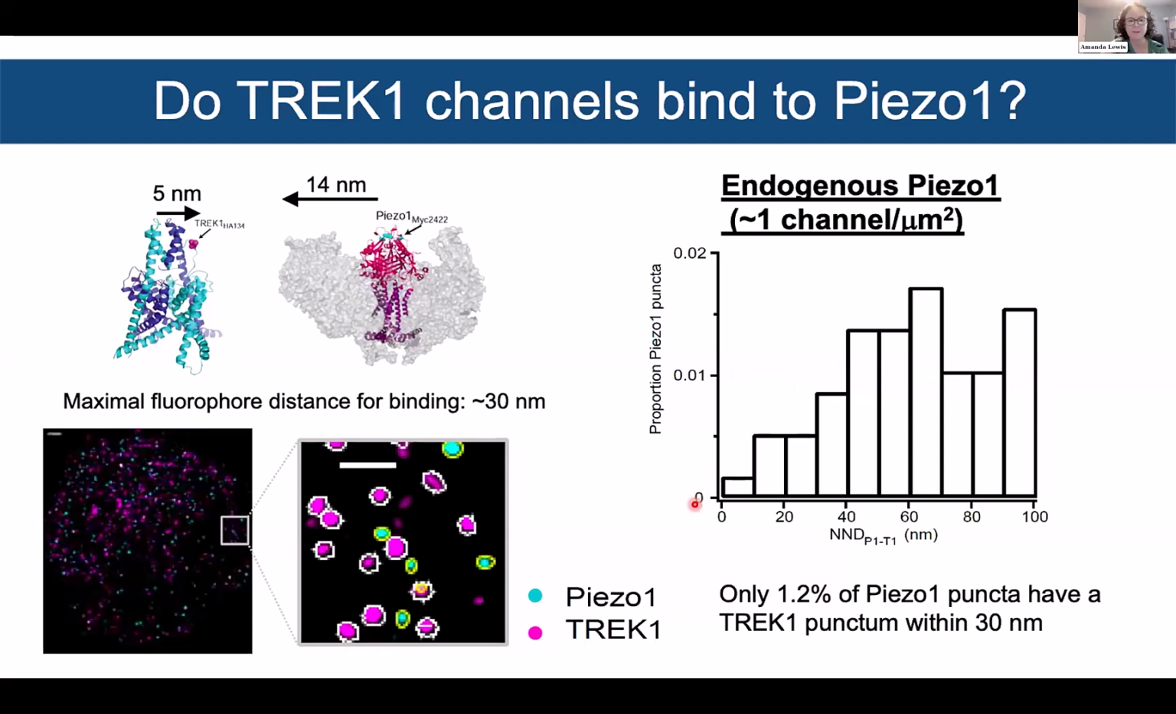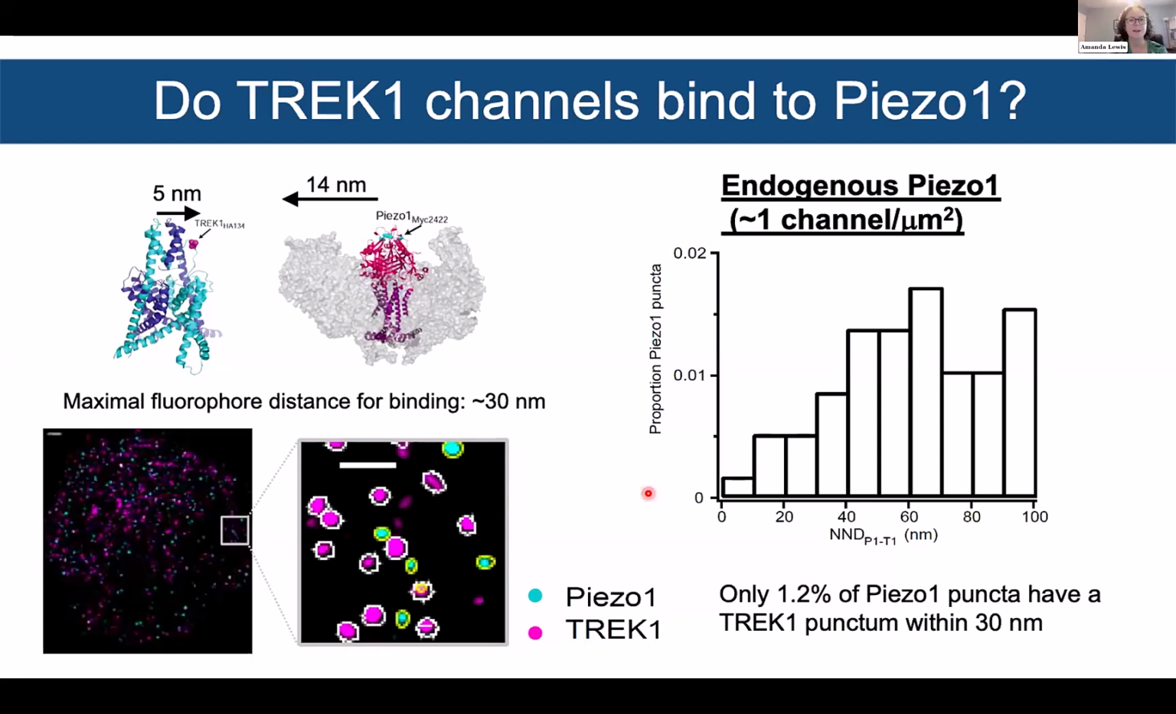We can also bin them and then carefully inspect the first couple bins to see how many puncta have a TREC1 within about 30 nanometers. And so if you add up the proportion of piezo1 puncta across, I believe, 3 images, we find that only about 1% of piezo1 puncta have a TREC1 punctum within 30 nanometers, which suggests to us that there's no real hint of any stable binding interaction between piezo1 and TREC1, even when TREC1 is far in excess of piezo1.